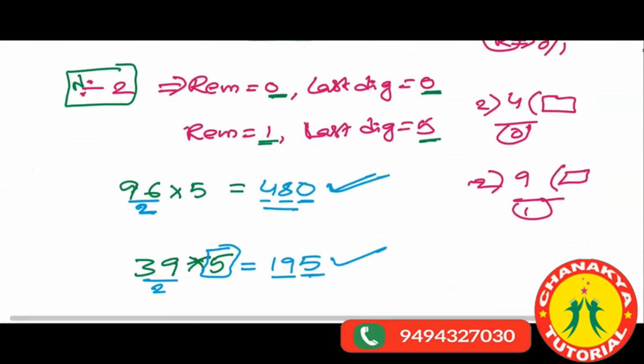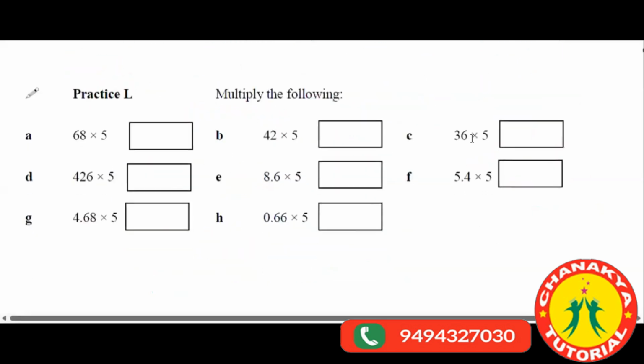See this, is 96 an even number or odd number? Even, sir. That's why we got 0 as the last digit when we multiply by 5. And is 39 even or odd? Odd. That's why we got 5, because we are multiplying by 5. Okay, now we are going to the exercise. Luckily here all the numbers are even numbers only, but the next exercises may have odd numbers as well.